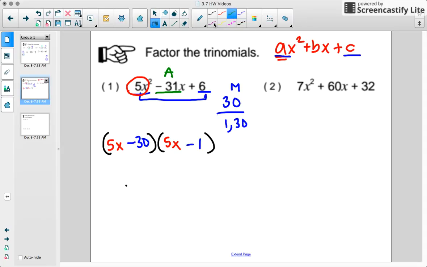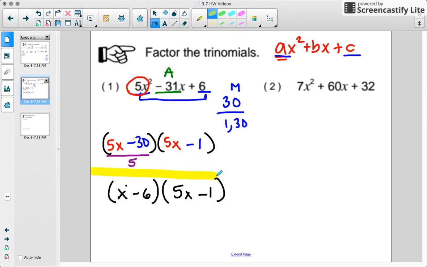And then the last step is to factor out anything you can. Because obviously right now, if I were to multiply and FOIL this out, I would get 5x times 5x, which is 25x squared. So this is not the completed answer. So I'm going to factor out anything I can. In this case, I see that they're both divisible by 5. And so once I factor a 5 out, I'll have x minus 6. And this one, nothing can factor out of it. So this is just part of my answer. And that will be our answer.